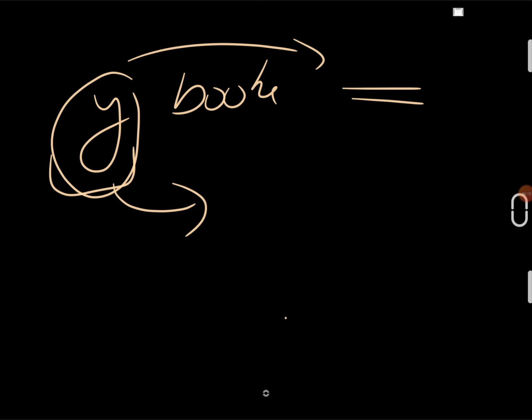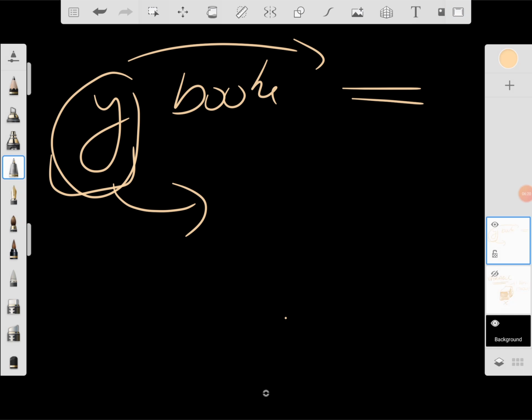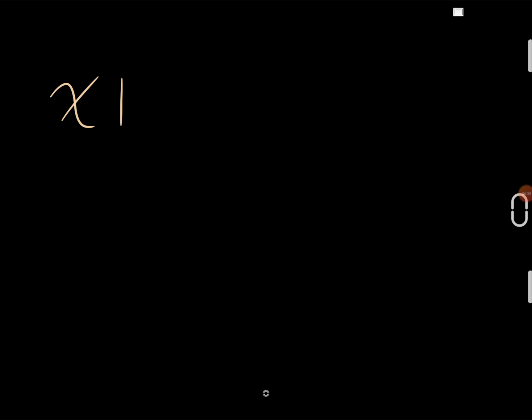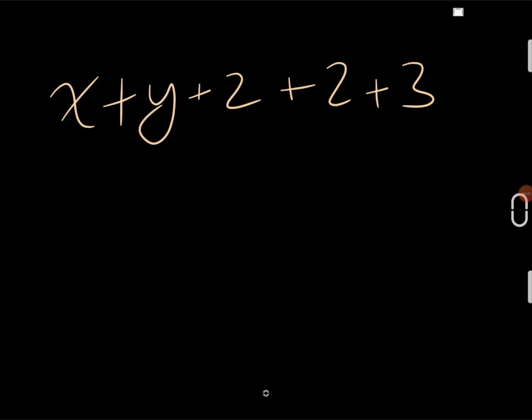So when you bring many variables together, you get something like a polynomial. Even if there is one variable, it is a polynomial. What I'm saying is, when you bring many variables together, you get different kinds of things like this: x plus y plus z plus 2. Now 2 is not a variable, 3 is not a variable. These are just constants. Now these are variables because I do not know the value.